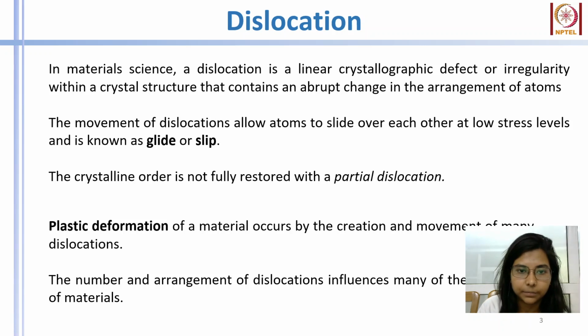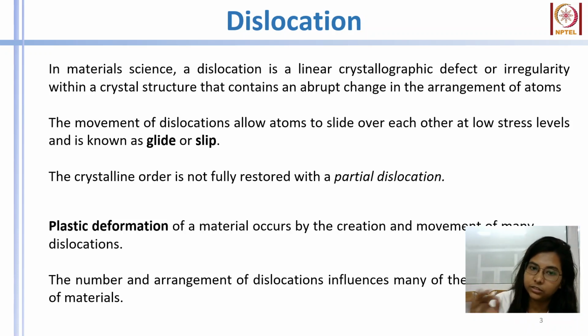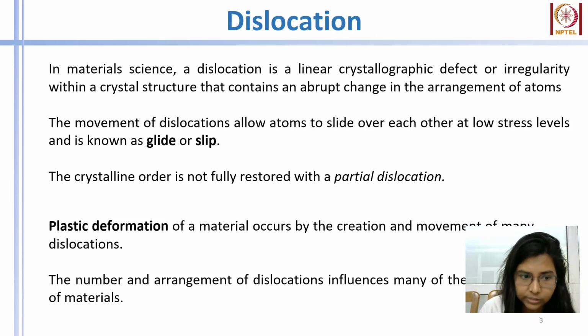Let us learn that in detail. The movement of dislocations allows the atoms to slide over each other at low stress levels, which is known as glide or slip. As we will learn later, dislocations can be extended or partial. This is part 2 of the course; in part 1 we learned that the main defects are point defects and line defects, and the line defects are the dislocations. Plastic deformation of a material occurs by the creation and movement of dislocations. A very important factor is that the number and arrangement of dislocations influences the material properties.